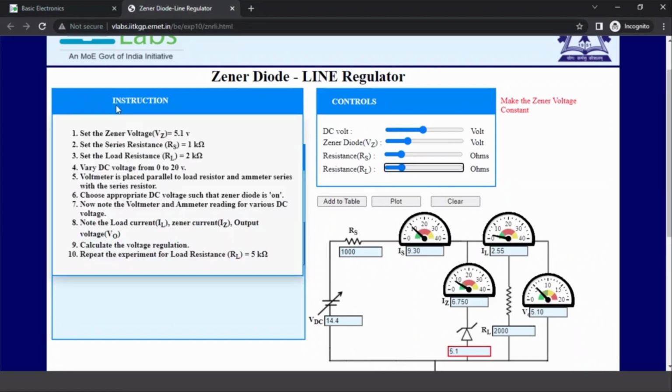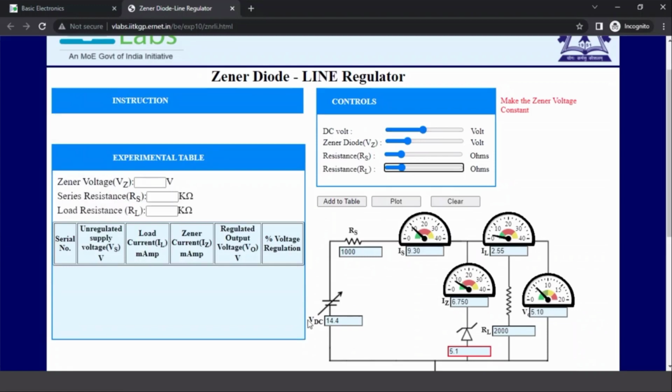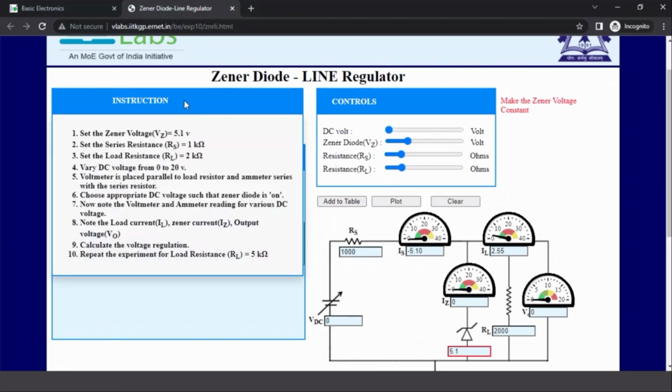and vary the DC voltage from 0 to 20 volt. This DC voltage we can vary now from 0 to 20 volts. So if I'm making it 0 and slowly increasing one by one, basically what we are doing is actually changing the input voltage range. It's a line regulation, right? So we can see that at some range of values of input voltage, output voltage will become equal to the Zener diode voltage itself, which is 5.1 volt.